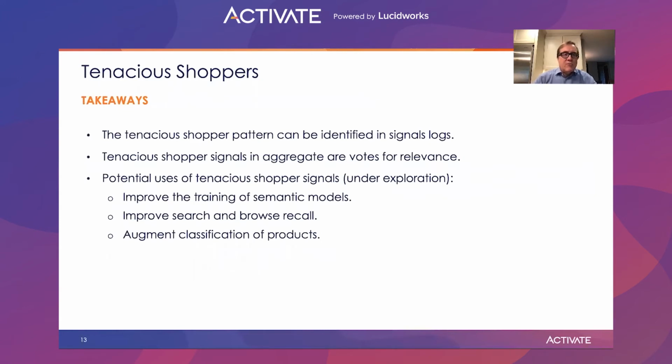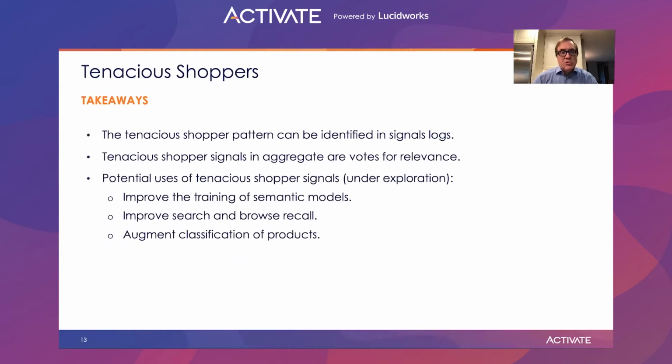So what are the takeaways? The tenacious shopper pattern can be identified in logs. We can see these patterns, and they can be more complex than the simple example that I just gave. And the signals in aggregate are like votes for relevance. Votes for relevance given some context, like a search query or a browse category, whatever.